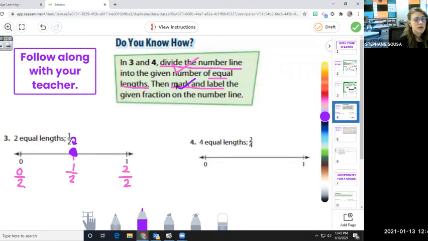Okay, let's look at number 4. This time we are making 4 equal lengths and we're going to mark 2/4. So in my head, I'm going to imagine how big I could make 4 pieces. So I'm thinking 1, 2, 3, 4.